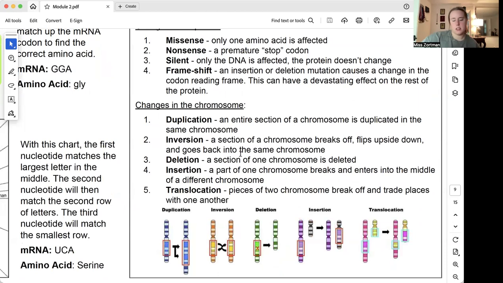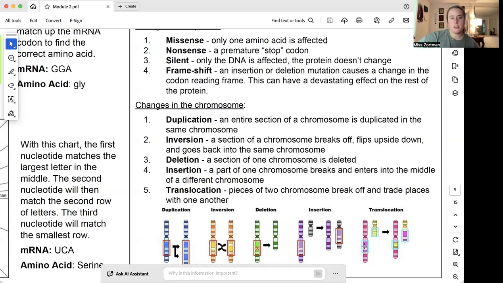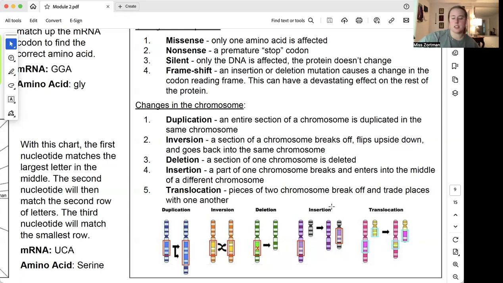Chromosomes, I'm even less worried about them asking you, but duplication copies the section, it duplicates it. Inversion basically just flips it, so the DNA is read in the wrong order. Deletion deletes a section. Insertion, again, inserts a section. And then translocation is basically crossing over, where two chromosomes are going to trade sections of DNA, but this time the sections are between two completely different chromosomes, meaning everything just gets messed up from there.